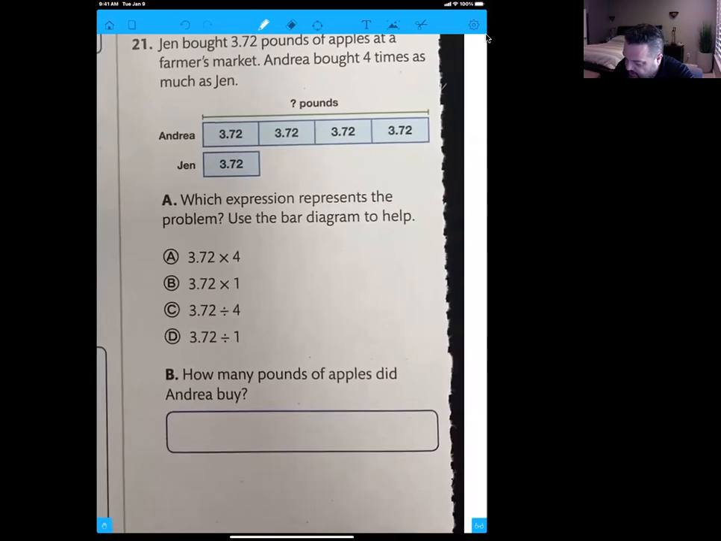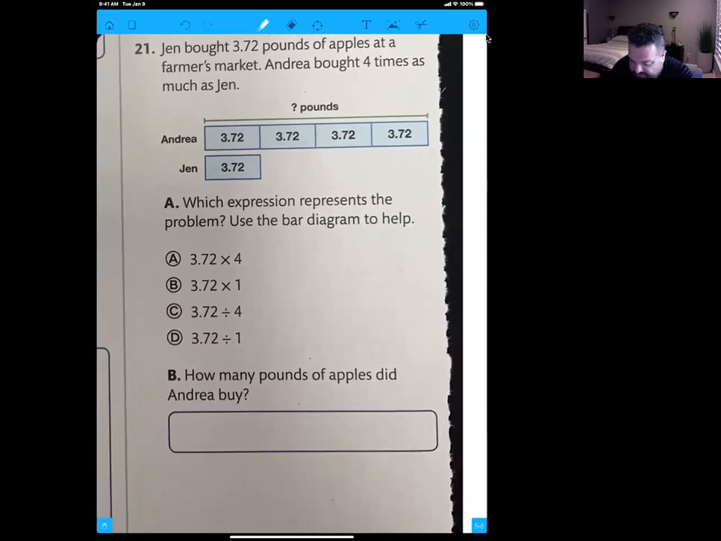Which expression represents the bar? The answer to that one is A. How many pounds did she buy? You basically have to do 3.72 times 4 or add all those up, right? And you would get 1488.